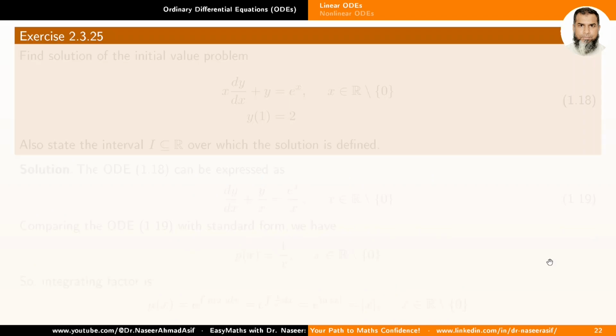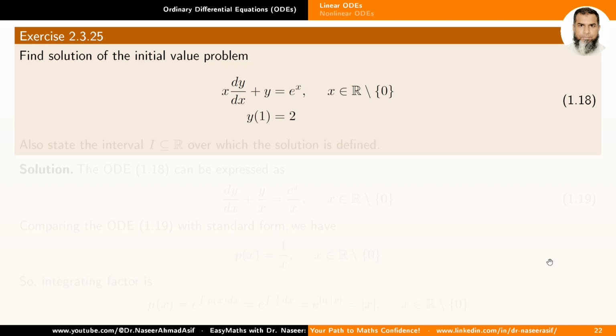Well, see another exercise. Find the solution of the initial value problem x dy/dx plus y equals exponential x, where x belongs to R other than 0 and y of 1 equals 1. Also state the interval I subset of R over which the solution is defined.